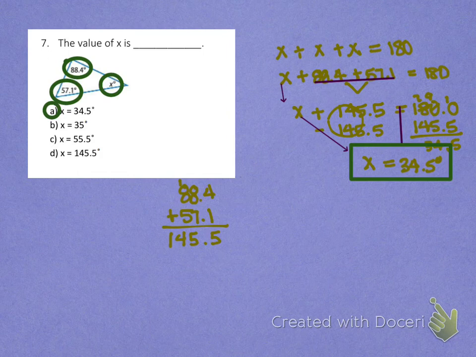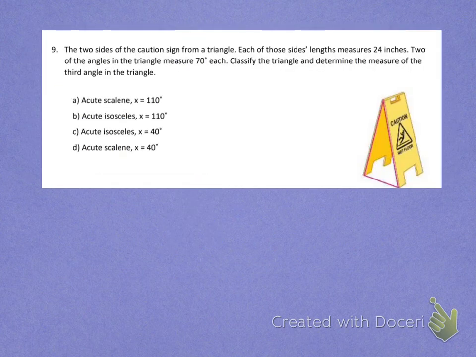You have number 8 to do, so go ahead and press pause. Do number 8, and then once everyone's finished, check it in class. And then let's move on to number 9. Okay, so here is number 9.